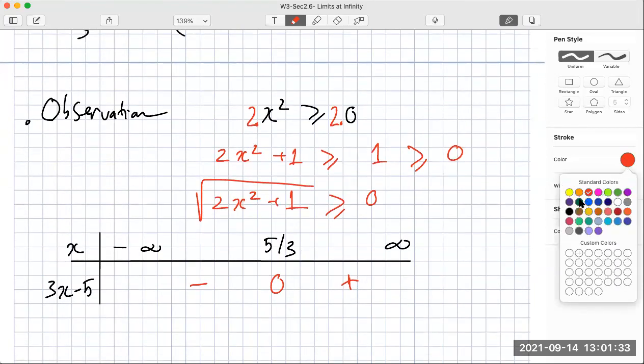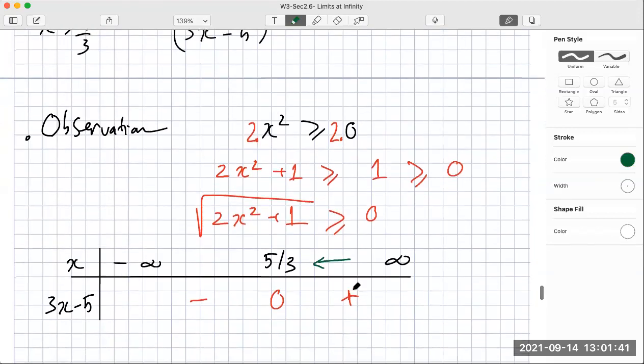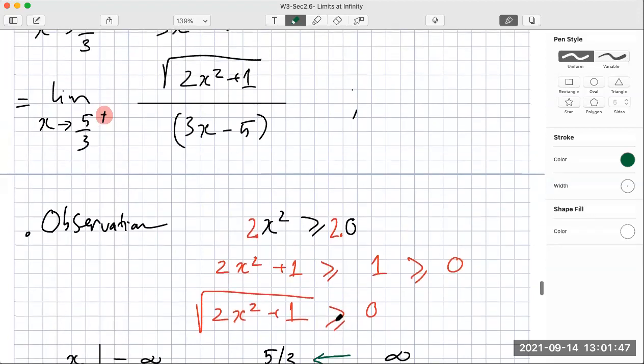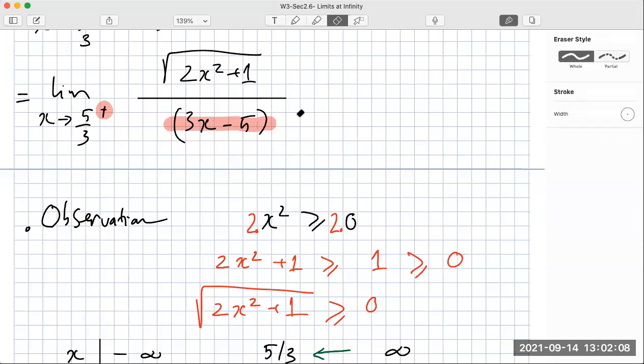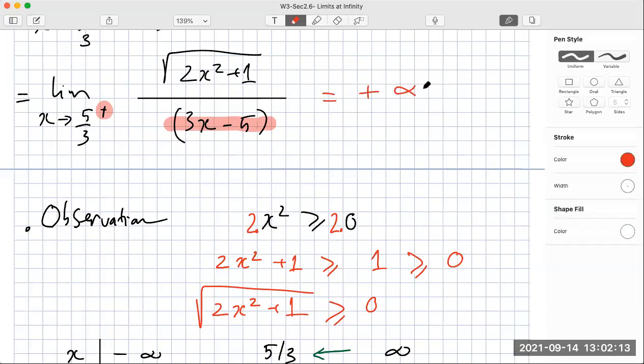We're taking the limit of x when x approaches 5/3 from the right-hand side. And we know that the denominator is also positive, right? So the numerator is a positive number divided by another positive number. But as x approaches 5/3, the denominator becomes closer and closer to 0. It means it will be a constant divided by a very small number, so the limit will be positive infinity.